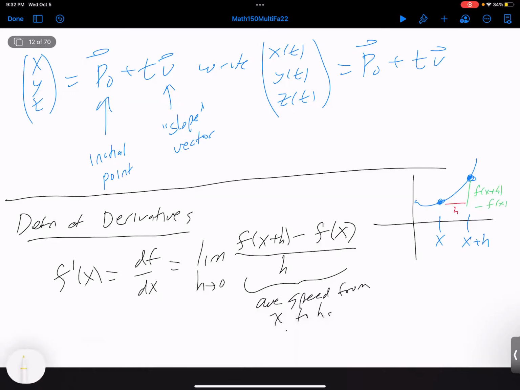And then as h goes to 0, it converges to what? So the average speed over a smaller and smaller interval converges to what? The instantaneous speed.